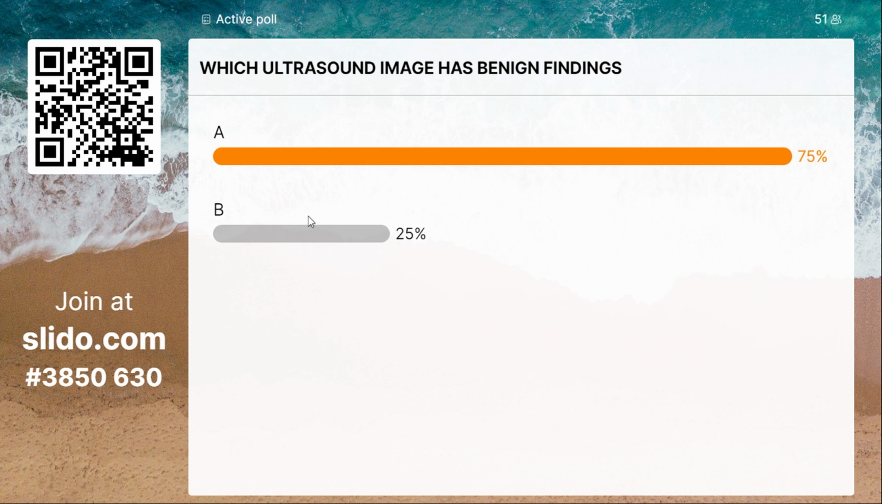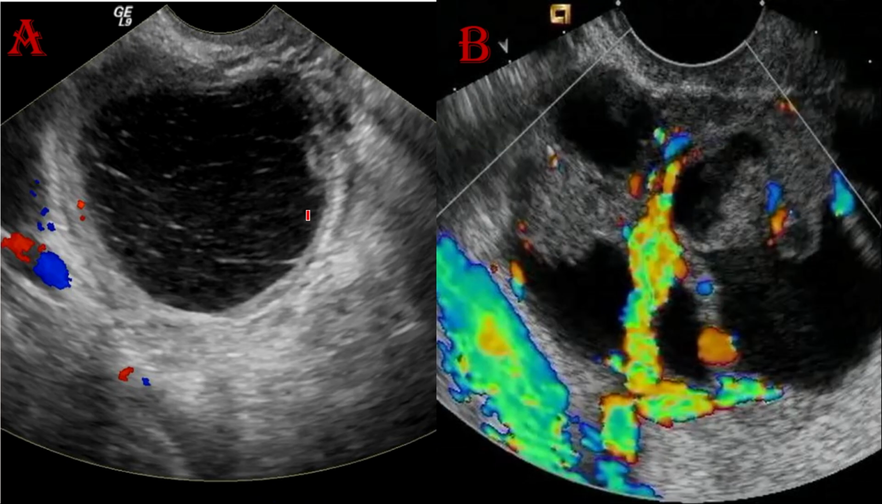Okay, most of you say the first one has benign features, and that's the correct one. So here you're seeing a typical lace-like pattern, which is classical for a hemorrhagic ovarian cyst, whereas on the other side, image B, which has increased vascularity, the Doppler is put on that, which shows bright signals. That means it's a highly vascular tumor, and as such, we are seeing a solid cystic component in this cyst. So this is classical of an ovarian neoplasm.